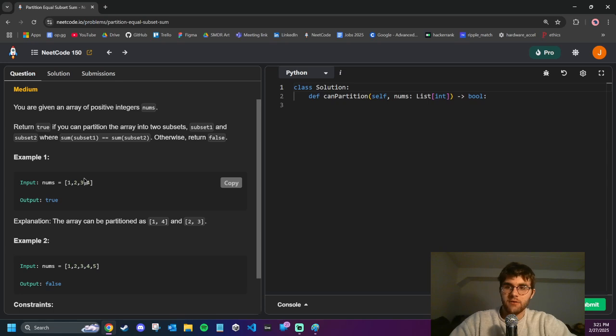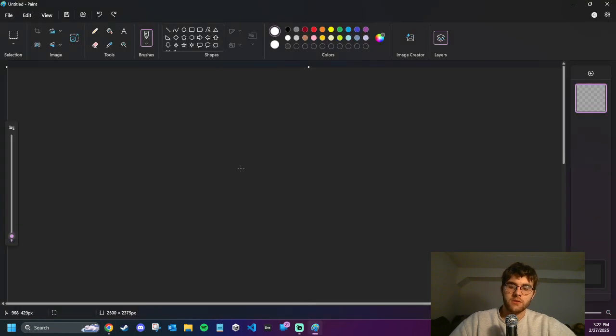I guess because it's a partition, that means every element must be included within one of the subsets. So you can't just say 1 and 2 as one subset and 3 as the other because you need 4 in there somewhere. So we're partitioning it into two subsets. The first subset is 1, 4, and the second is 2, 3.